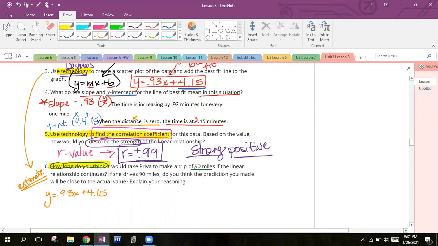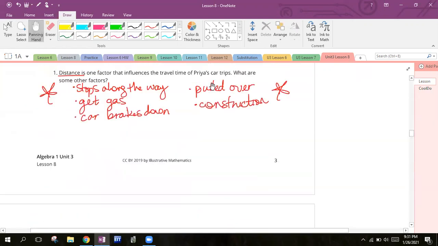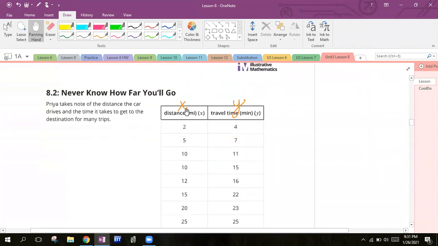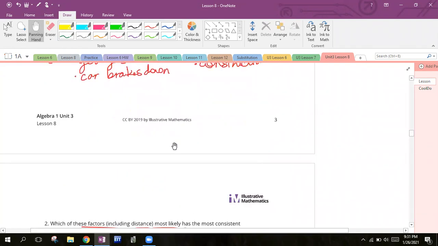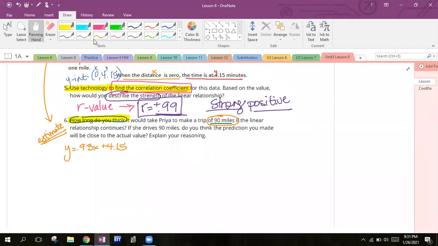All right. And it says Priya is going to make a trip of 90 miles. So where in our table does it talk about miles? Is that our x or our y value? Let's go check. Miles, that's our x value. So they told us that x equals 90. And it wants us to see how long that would take. So we're trying to find the y, because y is talking about time, how long it would take.